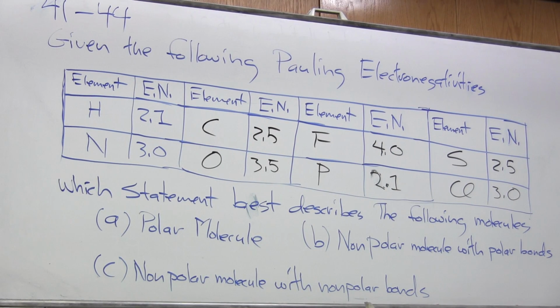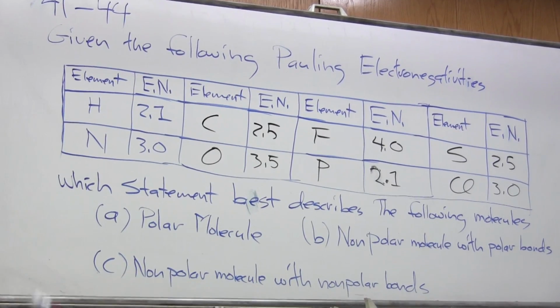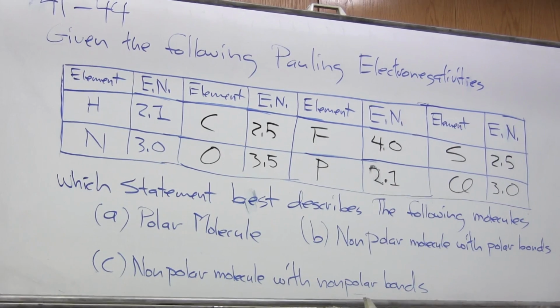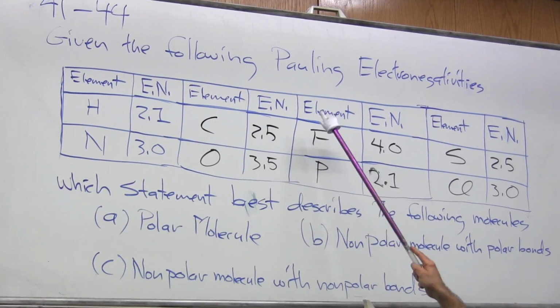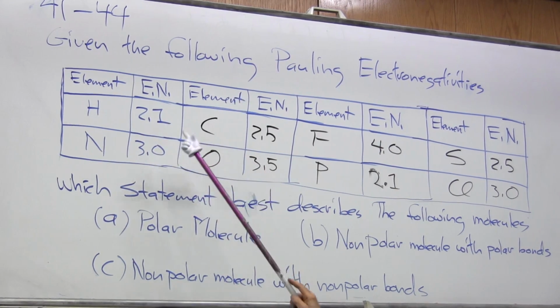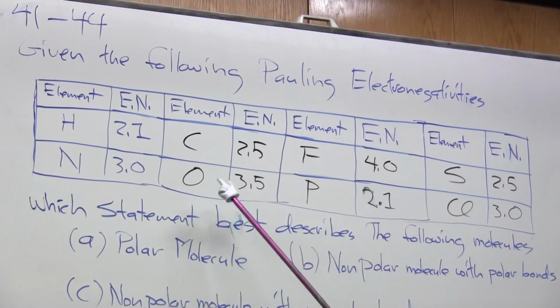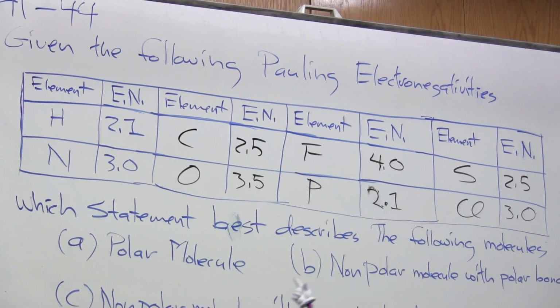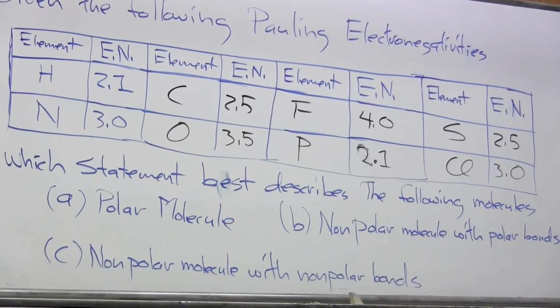This is practice midterm number 3, problems 41 through 44 in the Scantron part of the test. Given the following Pauling electronegativities, a table is provided with the element depicted underneath it and the electronegativity entered next to it. Which statement best describes the following molecules?